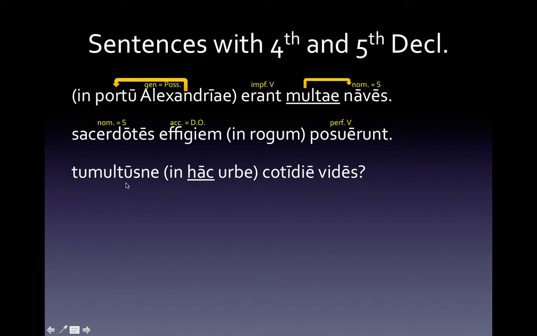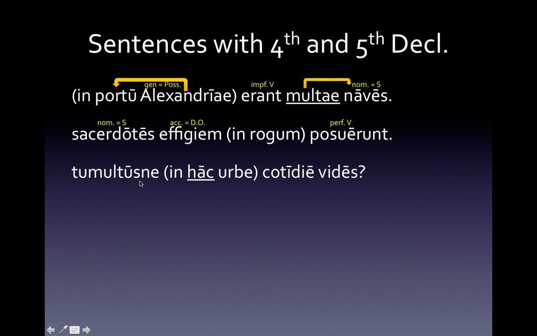All right, "Tumultus ne in hoc urbe quotidiae videis?" So tumultus is our actual word. Ne, again, is just a little word that attaches itself onto the first word of the sentence, letting you know that you're entering a question. So the actual word that we're looking at here is tumultus. Tumultus is a fourth declension neuter noun.